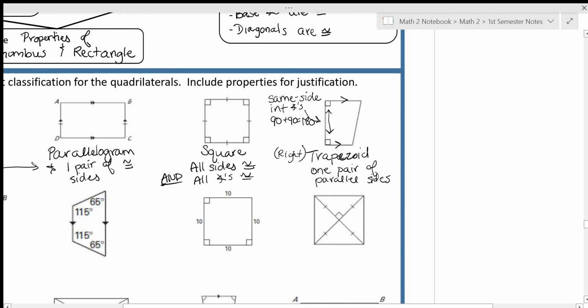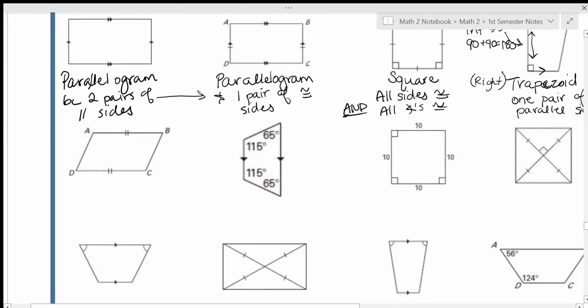Okay, so you kind of get the idea. We are looking at our shapes based on the information we know. What can we classify it as? Okay, next shape, we have one pair of congruent opposite sides. Both trapezoid and parallelogram require us to know that we have parallel sides, either one pair or two pairs. So the best classification that we can give this is simply quadrilateral, because we don't have any of the properties that are more specific to our shapes.